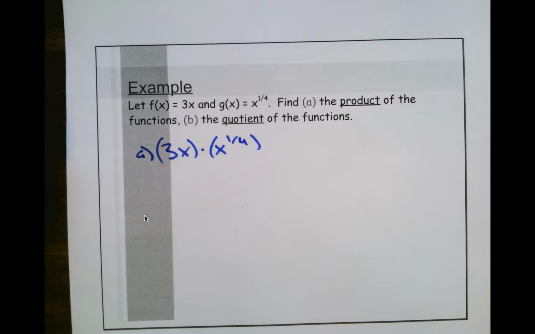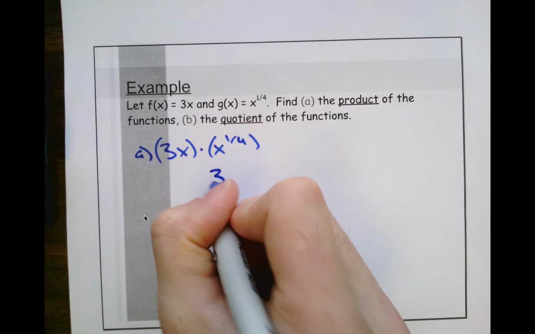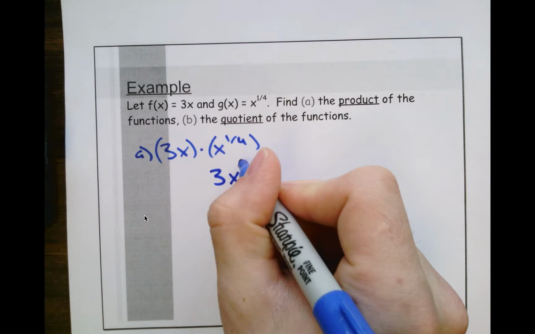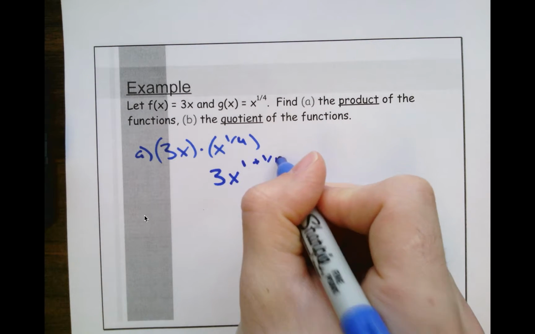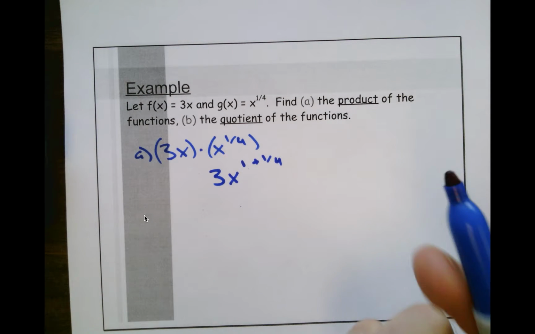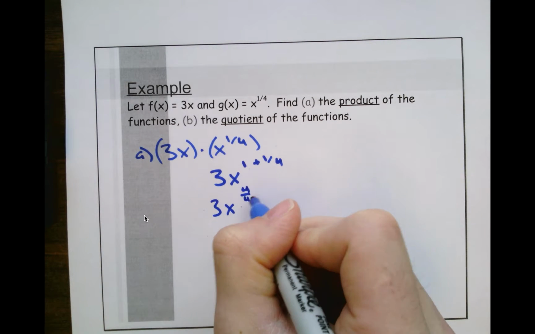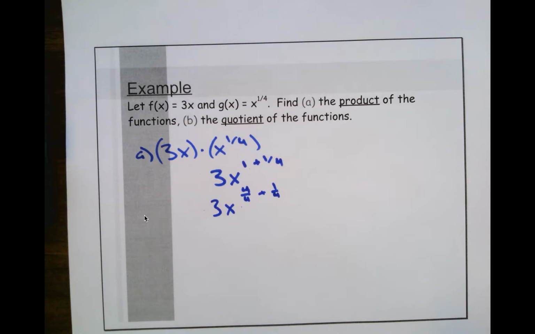Okay, looking at these, this is just like what we did on the last quiz. We're multiplying things of the same base, so you need to add those two exponents. 3 times 1, our coefficient would be 3. I have x to the first plus 1/4. I need to create a common denominator there. My common denominator would be 4 over 4. So it's 3x to the 4 over 4 plus 1 over 4, and I would go through and add those two.